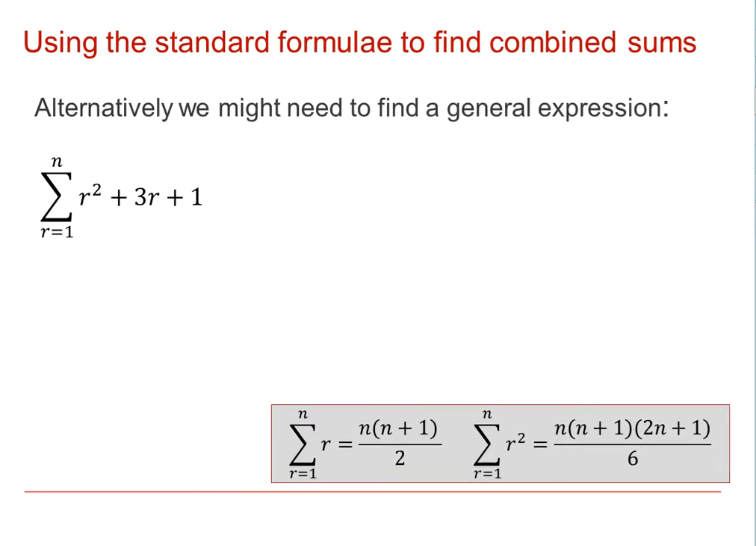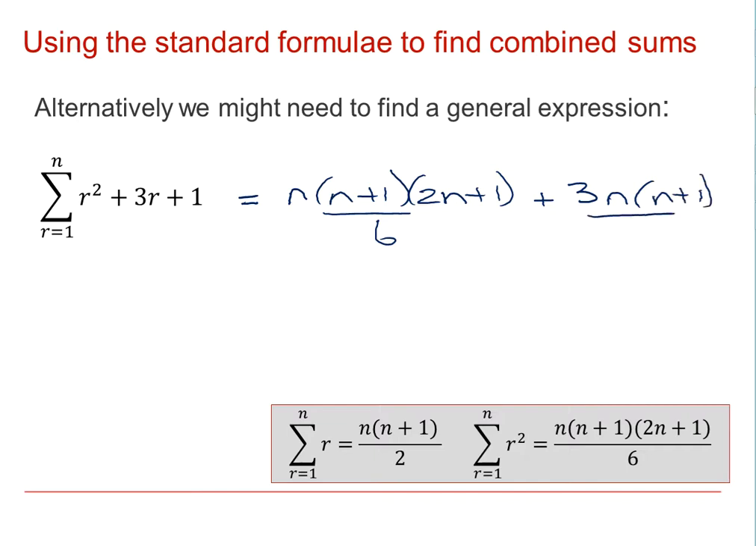If you're asked for a general expression, again you would split up those terms. So you've got the general expression for r squared, which is n times n plus 1 times 2n plus 1 over 6, given you don't know what n is. And then you're going to have 3 lots of the general expression for r, plus of course your n, because you've summed the 1.